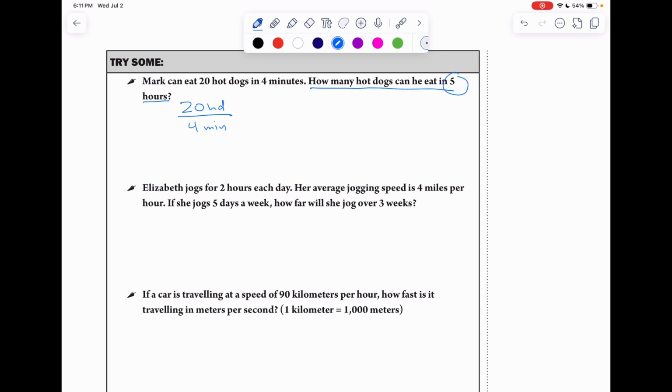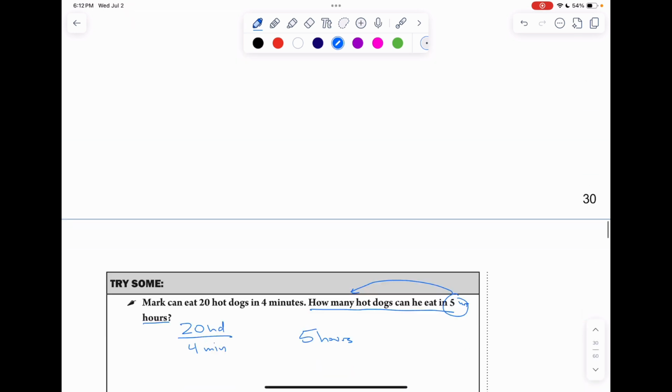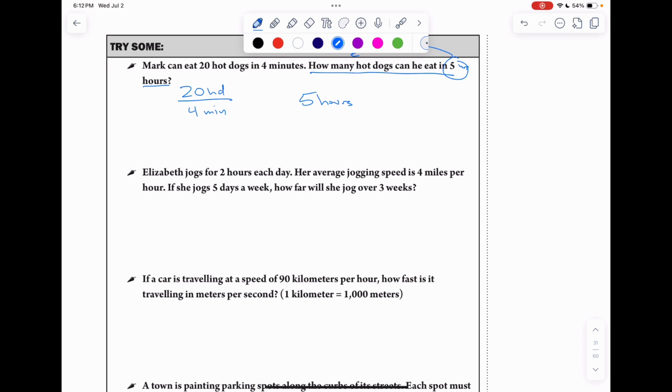Well, I know I have 5 hours, and I want to convert that to a number of hot dogs. So I'm going to take 5 hours, and I'm going to say, wait a minute, I don't have anything to cancel out hours. I just have minutes. So let me add another conversion factor here. I know 60 minutes is 1 hour, and now I can use that to cancel it out. So let me take this conversion factor and multiply it by my 5 hours. Look what happens to my hours, and I'm left with a number of minutes.